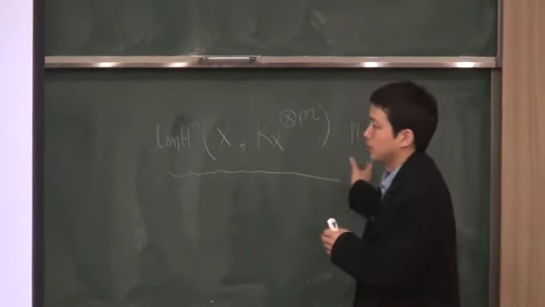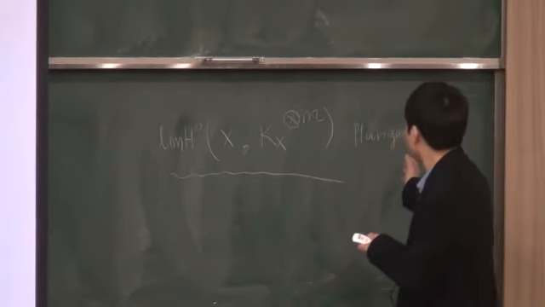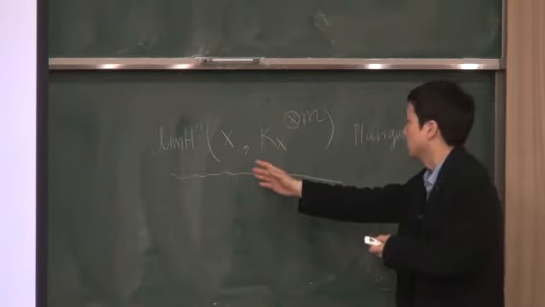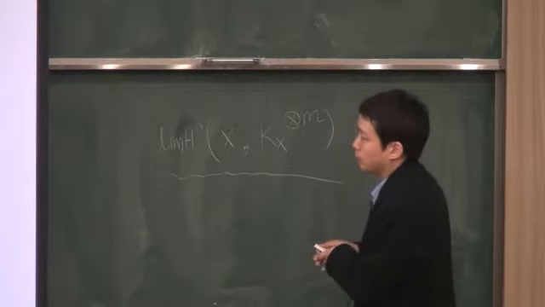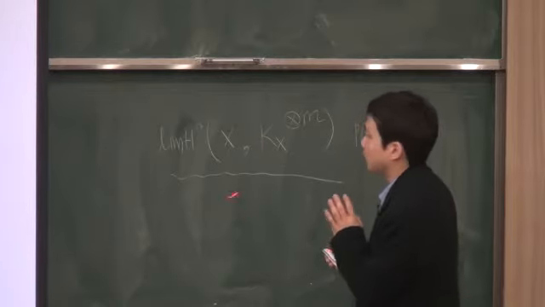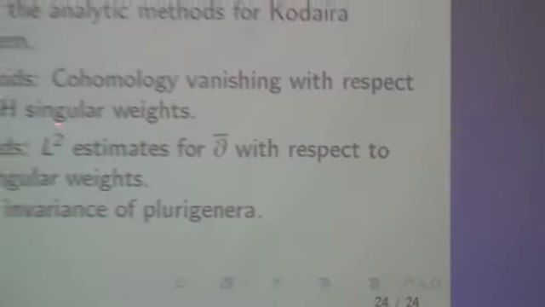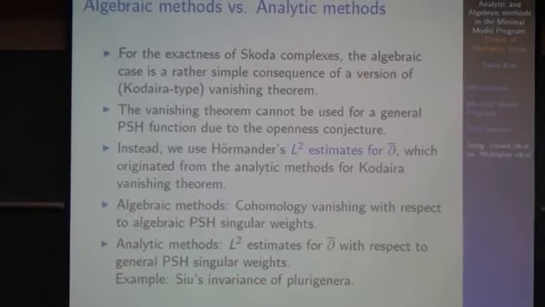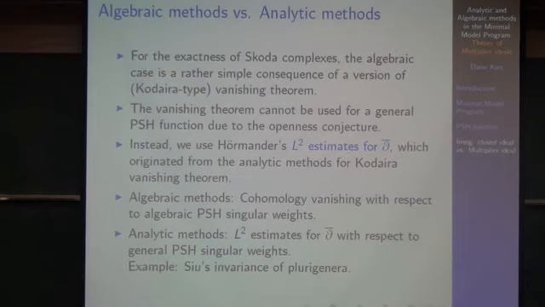This nice result was shown by Siu in the arbitrary case. You don't put any assumption on X. There's no restriction on the dimension. In such full generality, there's only the proof by analytic methods and there's no proof by algebraic methods. So I guess this is the most important example showing the difference between these two methods. Thank you very much.